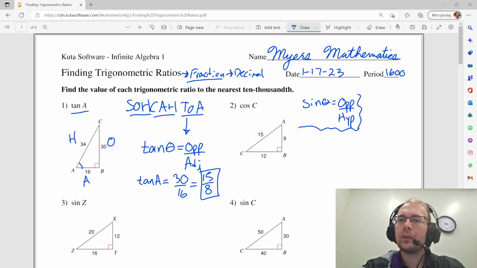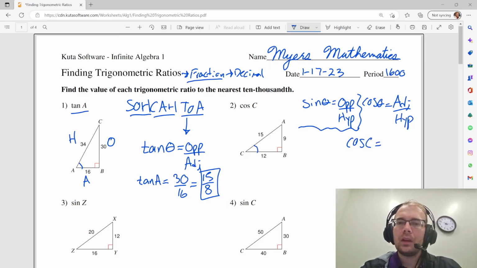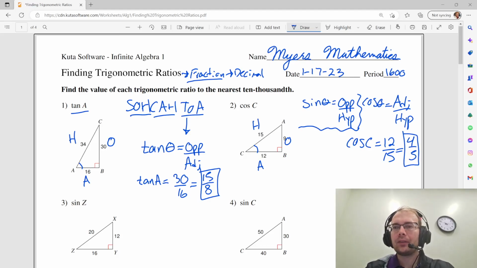But the one we're going to use for number 2 is cosine. Cosine of the angle is equal to the adjacent side over the hypotenuse. So the cosine of C, here's C, here's the hypotenuse, adjacent, opposite. The cosine of C is adjacent over the hypotenuse. Both of those divide by 3. Divide 12 by 3, I get 4. Divide 15 by 3, and I get 5. So that's the answer for number 2.